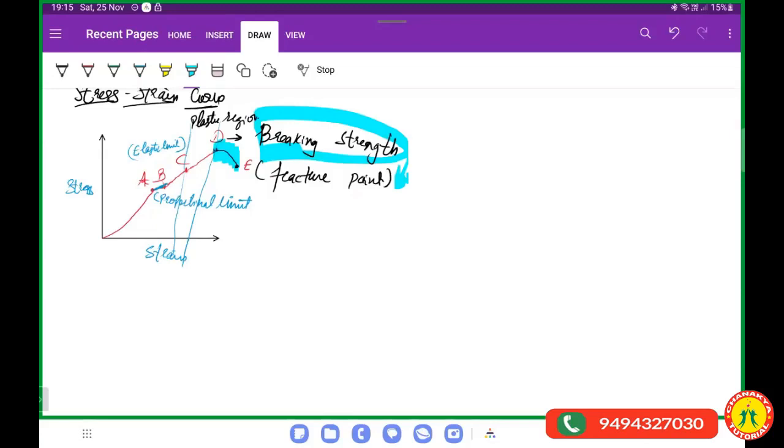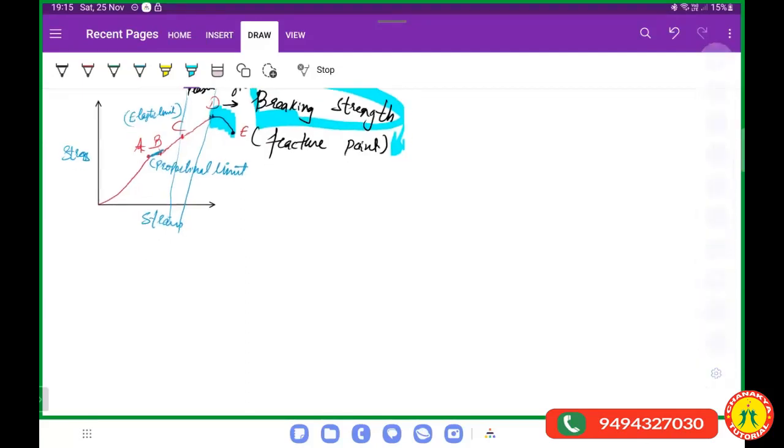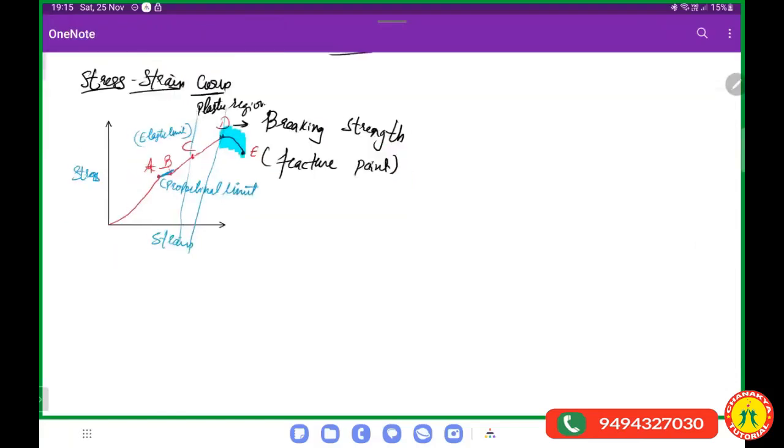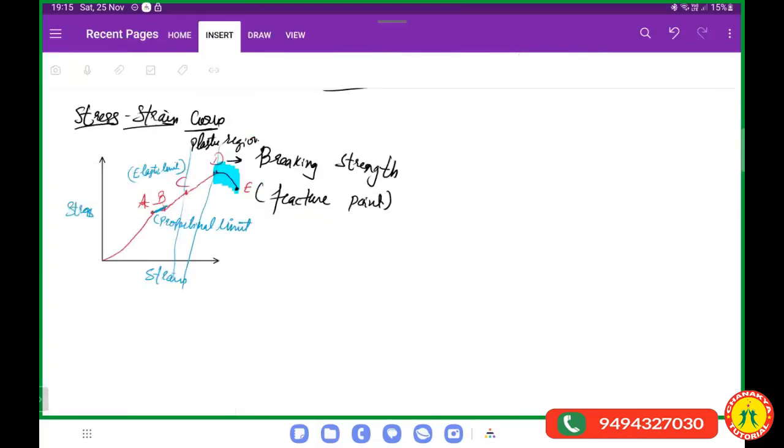Fine. So we can make it both ways. It might be possible by adding impurities, we can make alloys and all that. We can do it if it is required. Fine. Let's come back to our topic.